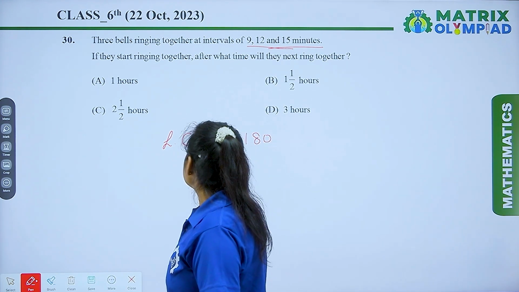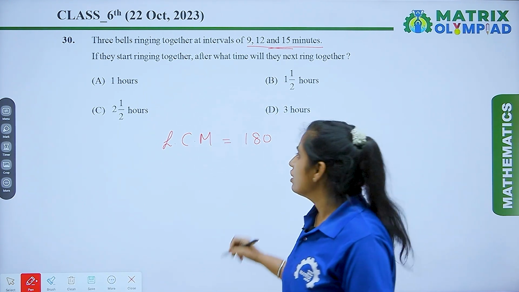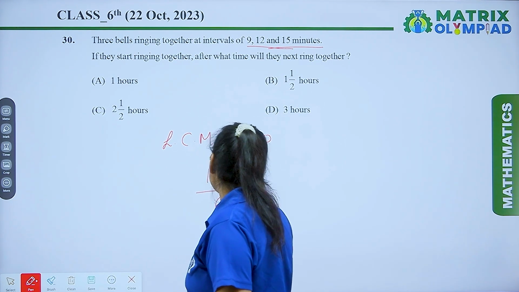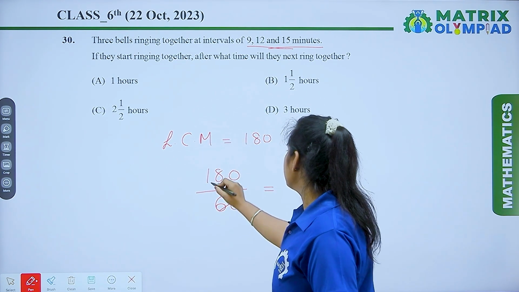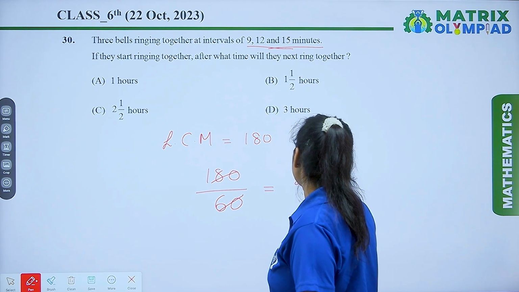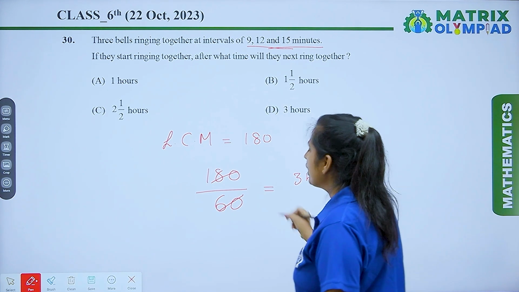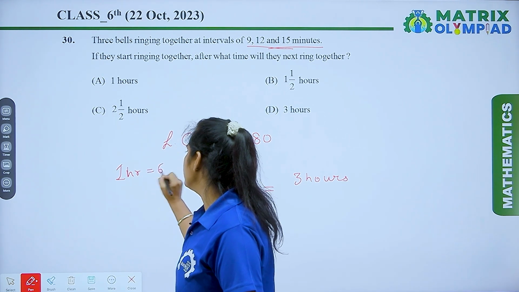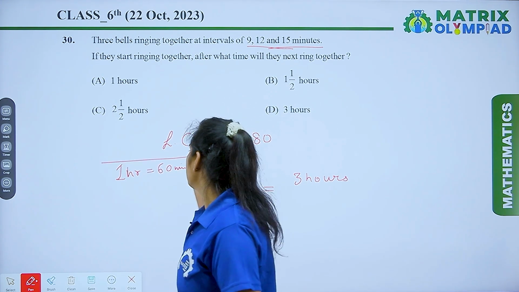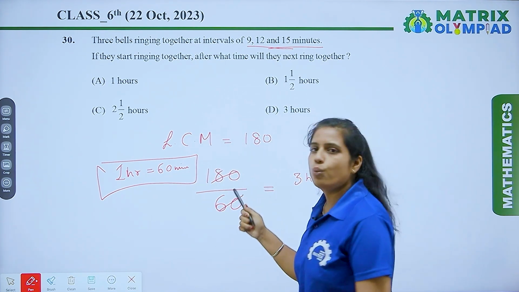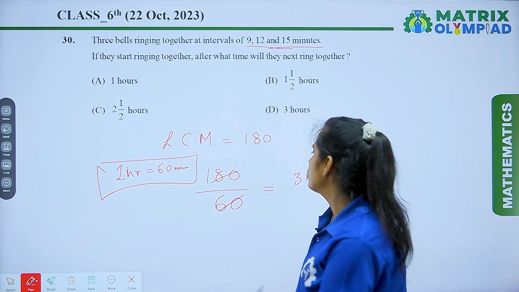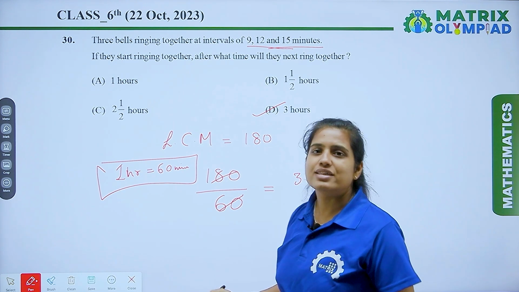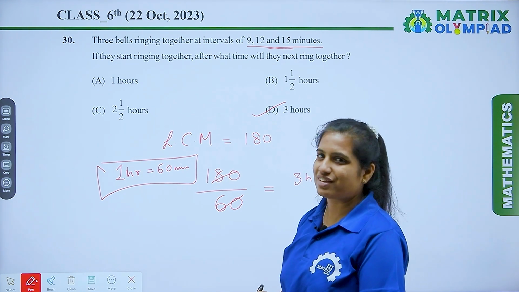Now, the options are given in hours, so we are going to convert this 180 minutes into hours. Here, after cancelling, we will get 3 hours. Why have we divided by 60? Because we know that 1 hour is equal to 60 minutes. So we have converted 180 minutes into hours. So here 3 hours is the correct answer. Option D is the correct answer for this question.